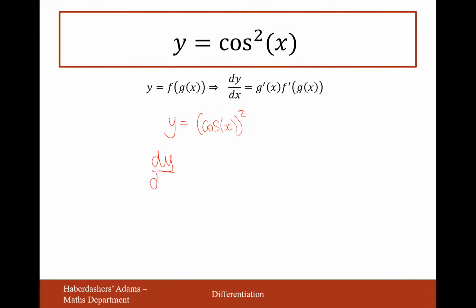So let's differentiate this. Differentiate the inside first, that turns into minus sine, and then differentiate the outside function x squared, that's going to become 2x, or 2 cos. So this is going to simplify to minus 2 sine x cos x. You probably recognise this using the double angle formula as minus sine 2x. So there we are, that's the answer to this question.